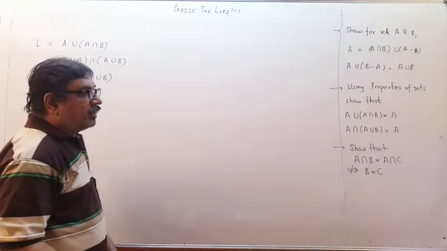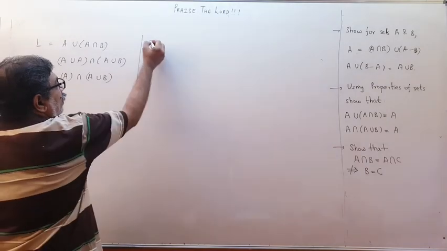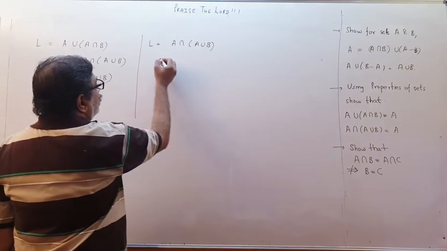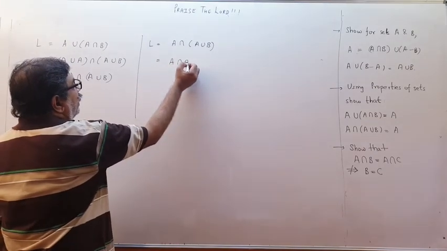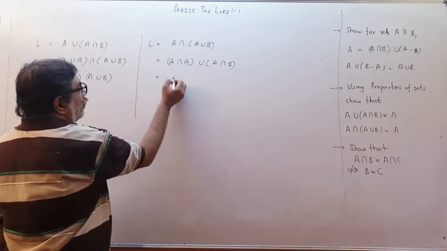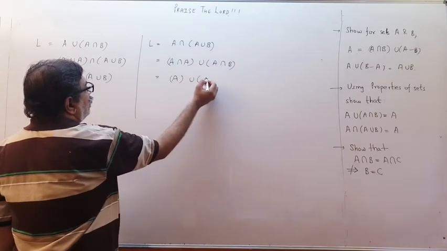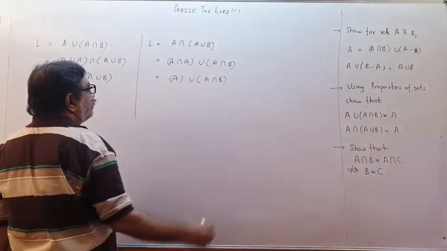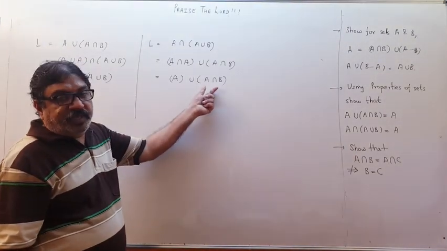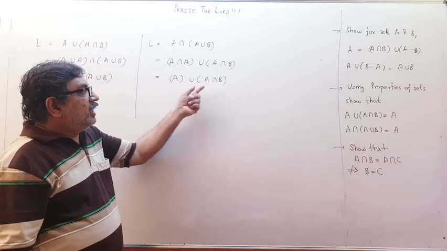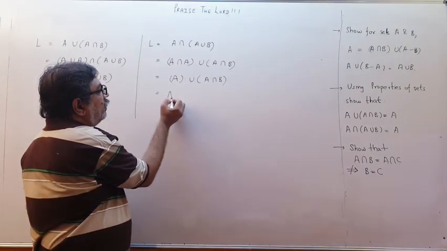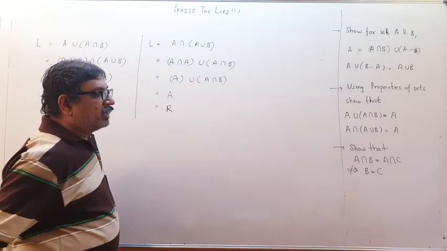Like this we get. And the second one, LHS A intersection A union B. Distribute A intersection A union A intersection B. This will be A union A intersection B. We know that this is a bigger set and this is a smaller set. Intersection means the set will become smaller. And in union, the answer is bigger set. So which is bigger out of the two? This one. So this is A and that is RHS. Like this we get.